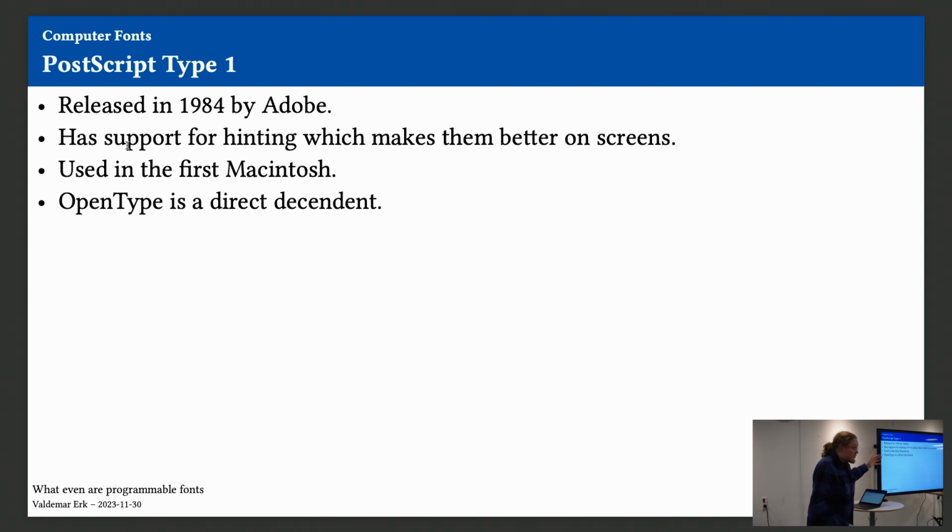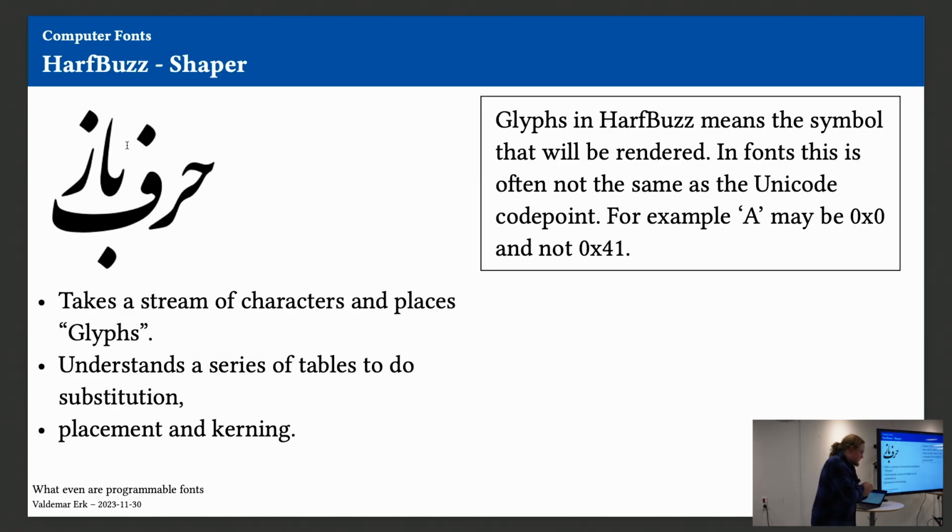So PostScript Type 1 is the precursor to modern type systems, and it was the first one that was made for screens. For screens, you want something called hinting that makes scaling better, at least on lower resolutions. It was used in the first Macintosh, and OpenType is the direct descendant. Apple uses TrueType now, and that was just because they couldn't agree on pricing with Adobe, so they made their own. So here comes the interesting part.